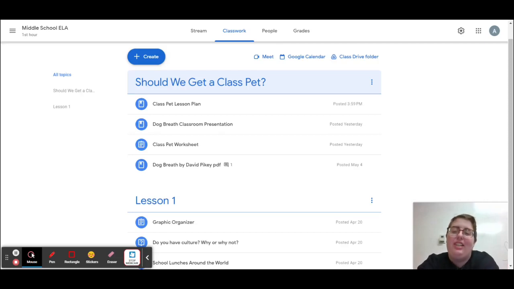So I am going to defend my lesson plan today. My lesson plan is called Should We Get a Class Pet? What the students don't know is I've already picked out the pet we have to get if we get a class pet. And it is a fictional character from a children's book. And the dog may have a few quirks and may be a little silly.